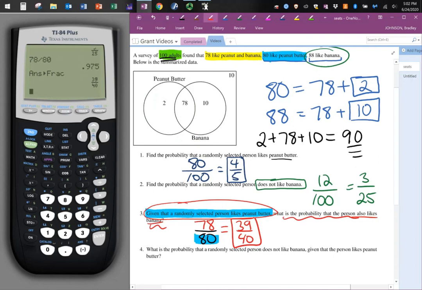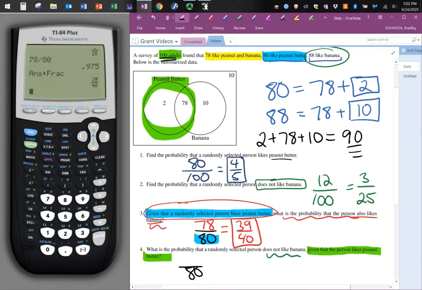What is the probability that a randomly selected person does not like banana? So does not like banana. Let me use a different color. So does not like banana, given that the person likes peanut butter. So again, we're given that they like peanut butter. So given that the person likes peanut butter, I am only looking at this region. So that is looking at just those 80 people that like peanut butter total.